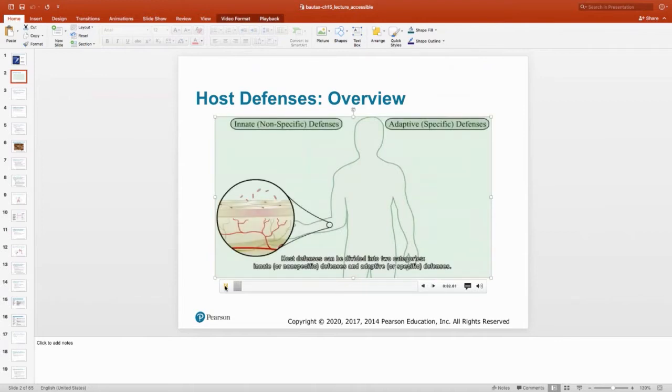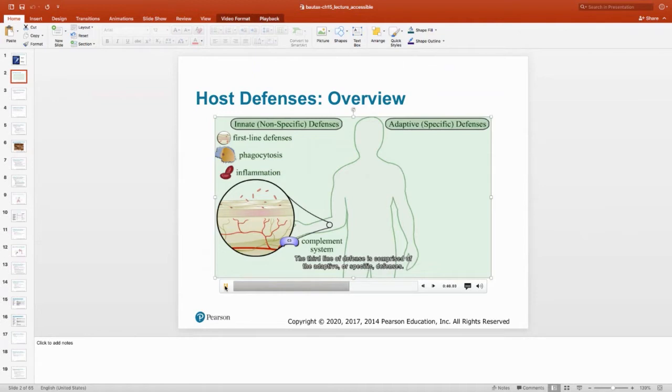Host defenses can be divided into two categories: innate or non-specific defenses and adaptive or specific defenses. These defenses act together to protect the host against infection. The human body has many innate or non-specific defenses to prevent disease. These include the first-line defenses such as the skin and mucous membranes, plus the second-line defenses such as phagocytosis, inflammation, and the complement system. All of these defenses act against all pathogens and are not specific to a given pathogen.